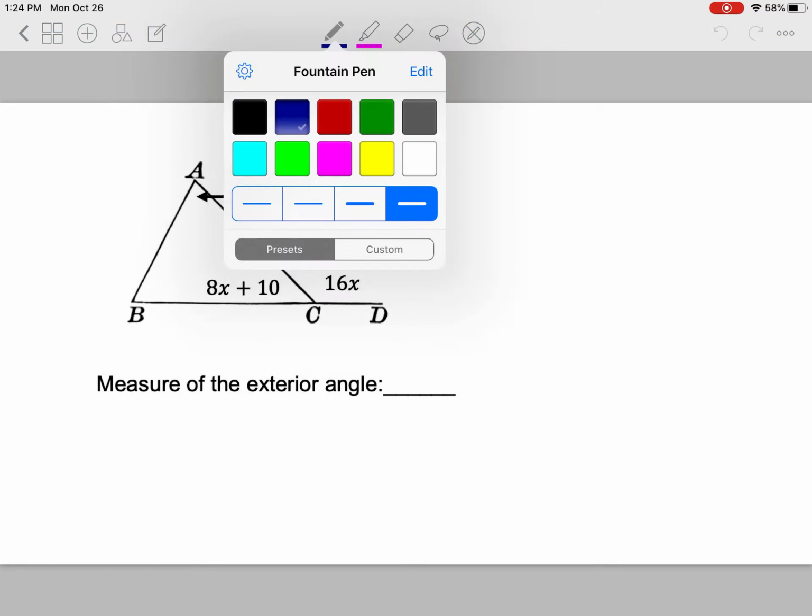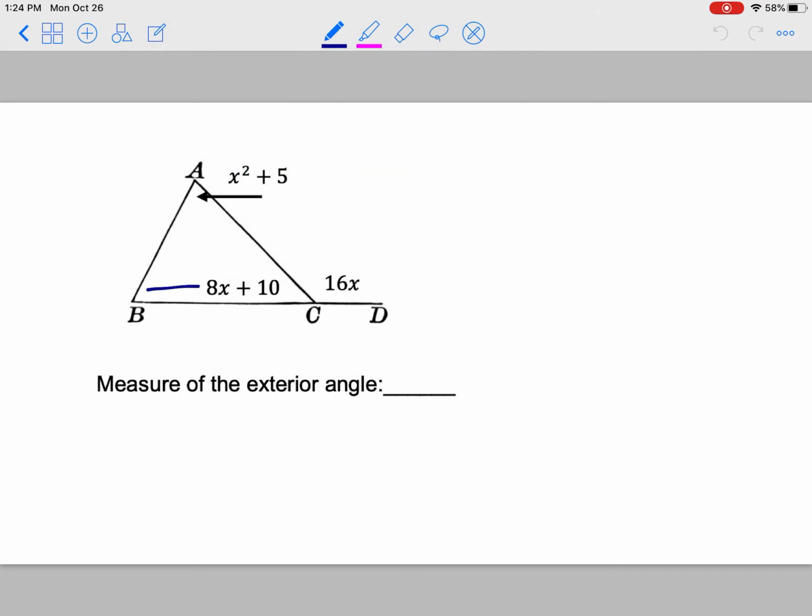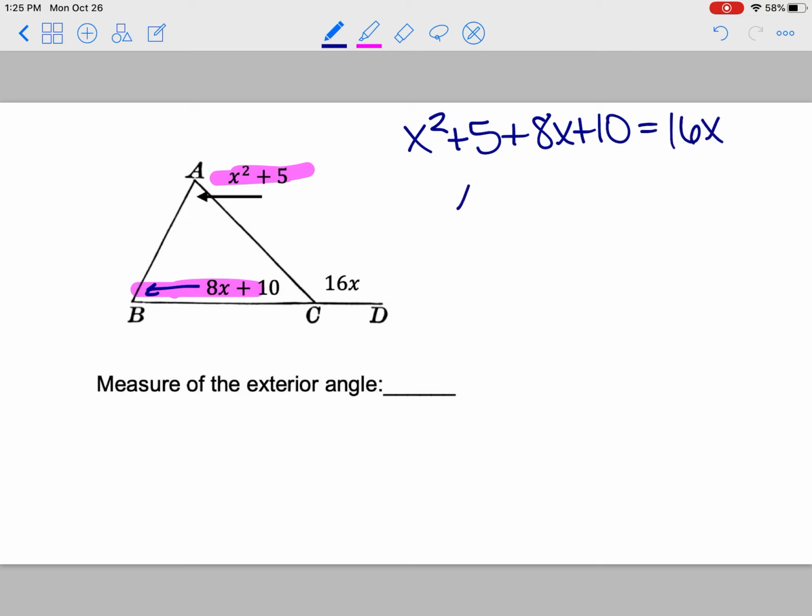Okay. The second example that we're going to look at here, and we need to scoot that angle over. It got shifted over. So here's our two remote interiors, and they would add up to our exterior. So we would say x squared plus 5, there's one remote interior, plus our second remote interior equals our exterior angle. So combine our like terms, x squared plus 8x plus 15 equals 16x.